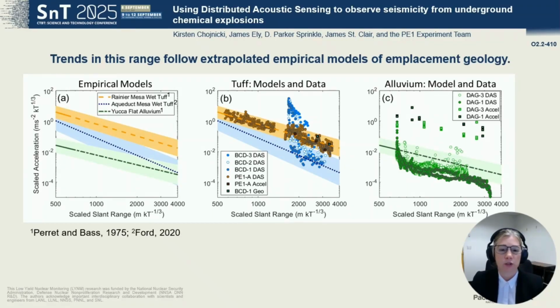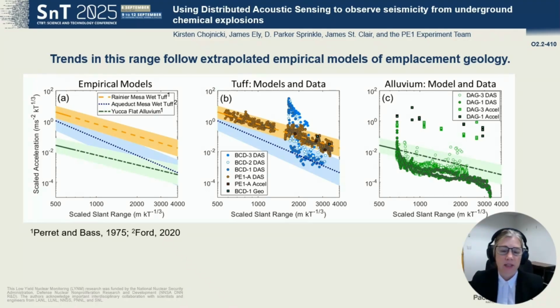Interestingly, the extrapolated Aqueduct Mesa model reasonably captures the trend and variability of the BC DAS data, the solid line in blue, but it did not capture the geophone data, those blue squares. For the DAG experiment, plot C, the agreement between the extrapolated alluvium model and the DAG data is less precise, but it still is notably better than the alignment between the model and the DAG discrete sensor data.